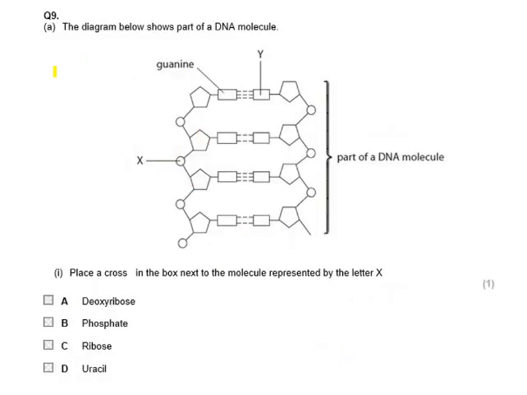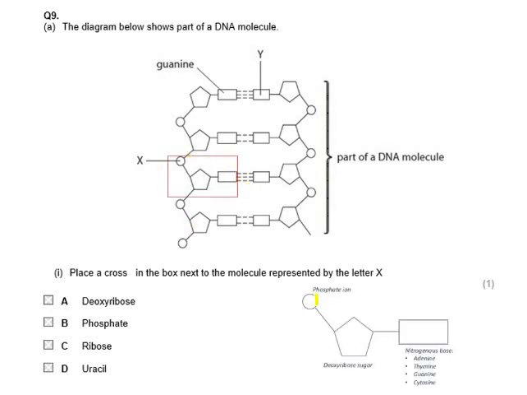Question 9. The diagram below shows part of a DNA molecule. Place a cross in the box next to the molecule represented by the letter X. And if we were to zoom in at this single nucleotide, you hopefully remember that the circle is a phosphate ion, the pentose sugar is deoxyribose, since this is DNA, and then the last part is the nitrogenous base, and that can be adenine, thymine, guanine, or cytosine. This is a phosphate, so you get a mark if you've answered that.